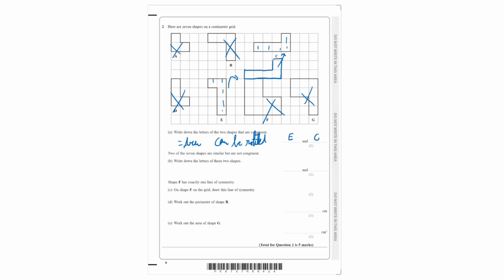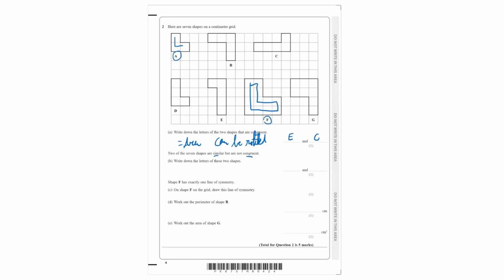Okay. 2 of the 7 shapes are similar but not congruent. Write down the letters of these 2 shapes. So what similar but not congruent means is that one shape has to be a multiple of the other shape. So let's see here. We have only 2 that fit this description. And another easy way to find this is it's the exact same shape but enlarged.